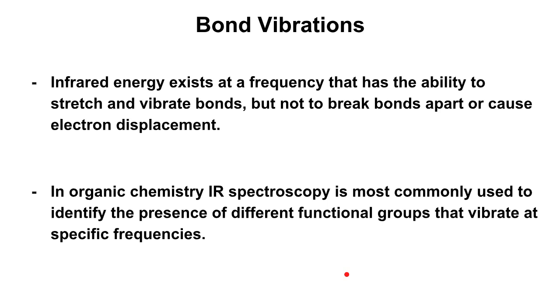So, bond vibrations. This is what we've been discussing. This is the main mode by which IR operates. It tends to stretch and vibrate bonds. So infrared energy will exist at a frequency that has the ability to stretch or vibrate these bonds. They can also bend back and forth, but it's not going to break them apart. When you talk about excitation of electrons into unoccupied orbitals, or even ejecting electrons, so removing electrons from a compound, you're talking about UV and X-ray spectroscopy.